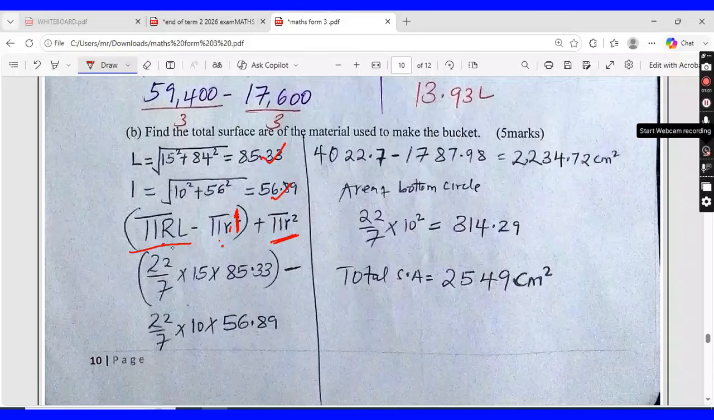Once you get that, now you substitute pi 22/7, capital big radius is 50 times capital L. You subtract the smaller one, you get the area to be this one. Then you add the area of the bottom, which is this, and the total surface area is that.